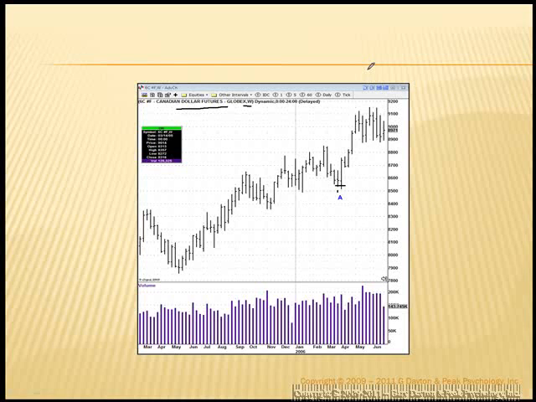Okay, why is this not a bottom reversal and this one is? Why is this not a bottom reversal and this one is?